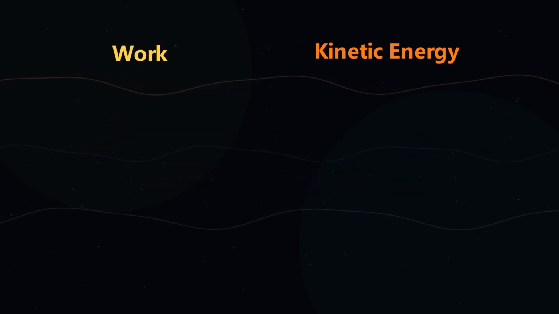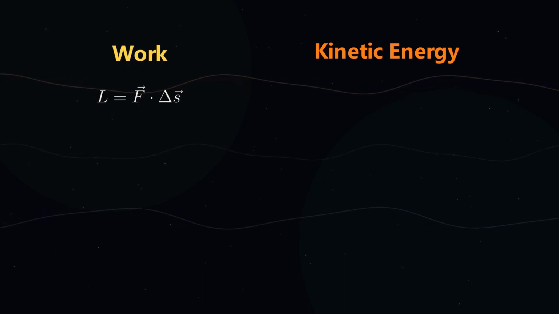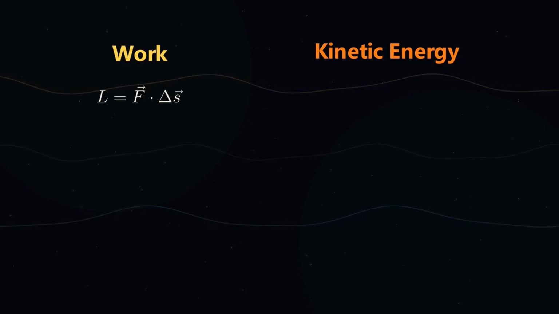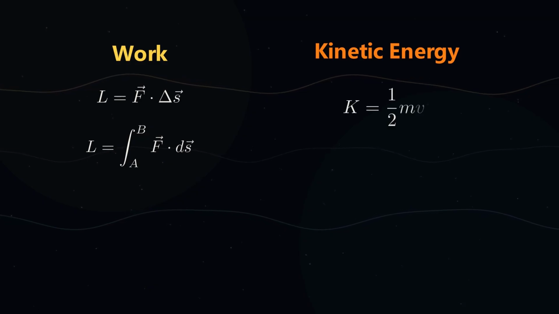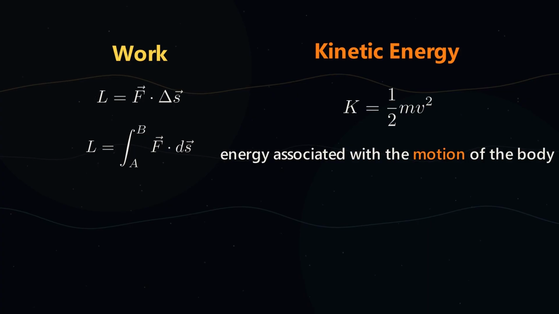In the previous video, we talked about work and kinetic energy. We saw that work is the dot product between the force vector and the displacement vector, and in the more general case, it can be written as the integral of the force along the path. Kinetic energy, instead, is given by 1/2 mv squared. It is the energy associated with the motion of a body.